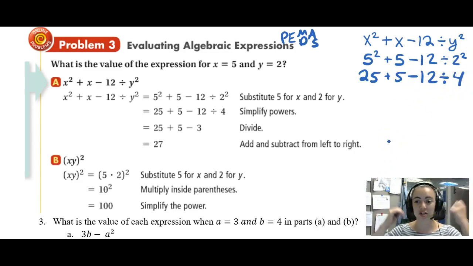So I'm going to substitute that in. Instead of writing 5 squared, I'm going to write down 25. That organizes your work in a consistent manner so you can keep track of what you're doing.